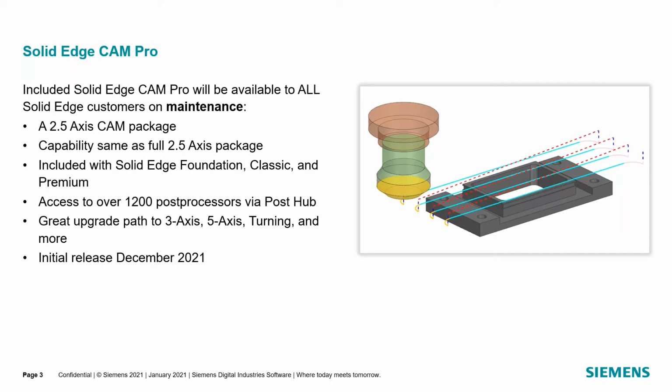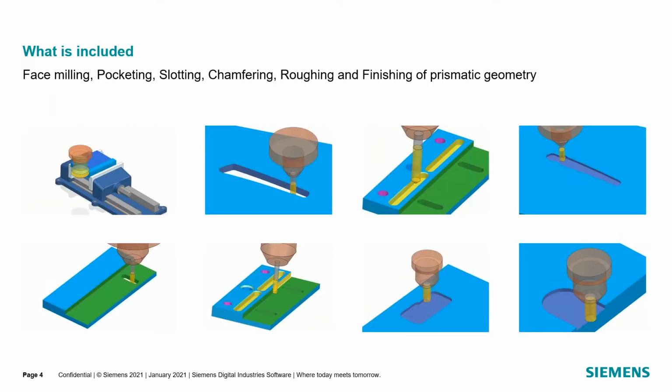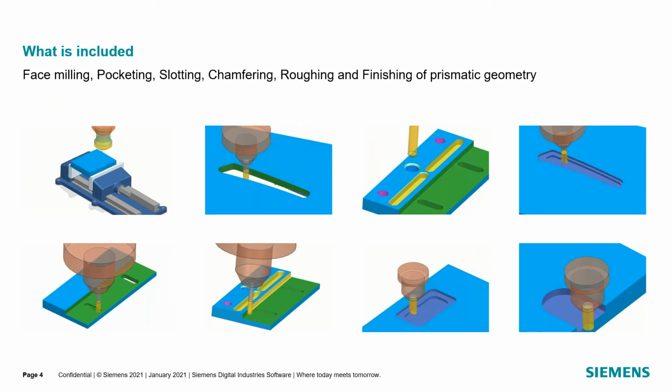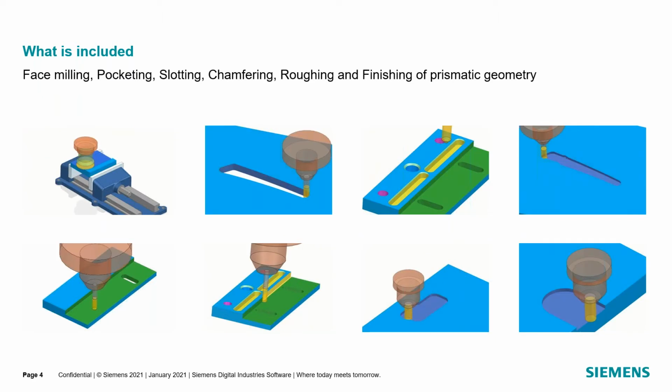This was recently released. December 2021 was the release, but I think we are doing it in January. I think you will hear more in the future as we progress. With this introduction, what is included means you can do face milling, pocketing, slotting. You can even do chamfering, roughing, and finishing for all the prismatic parts.